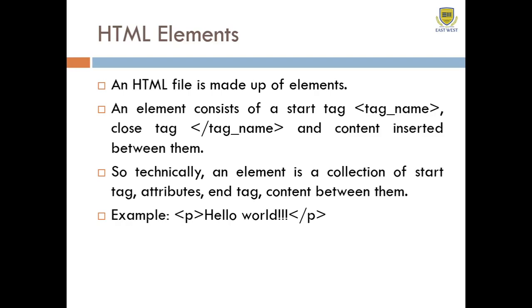An element in HTML usually consists of a start tag and a close tag, that is the end tag, and also the content inserted between them. So technically, an element is a collection of start tag, attributes, end tag, and content between them. Here is an example you can observe on the screen.